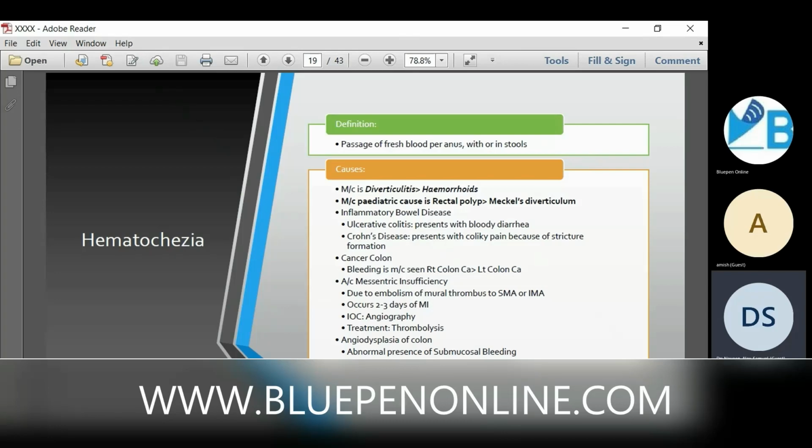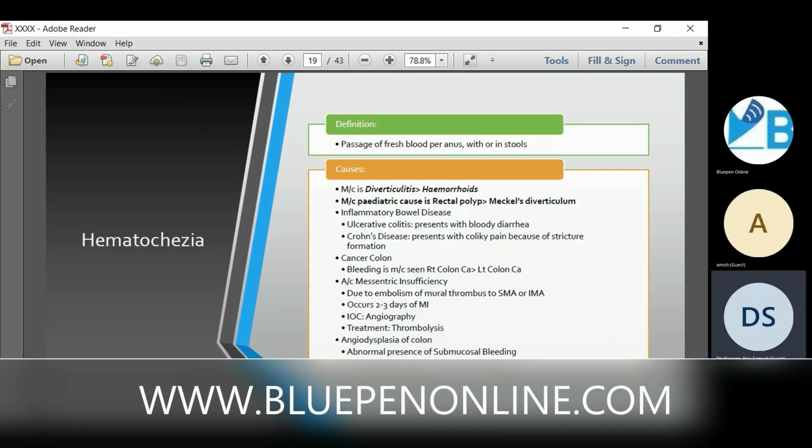It is most commonly seen in diverticulitis, that is inflammation of the diverticuli. That is the diverticulum which I told you before. It is also seen in hemorrhoids, that is fresh bleeding in stool. But in pediatrics, the most common cause of hematochezia is rectal polyp, more than Meckel's diverticulum which I told you. But if the question does not mention adult or pediatric, then it is always diverticulitis followed by hemorrhoids.